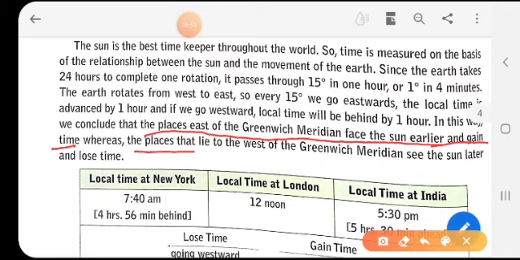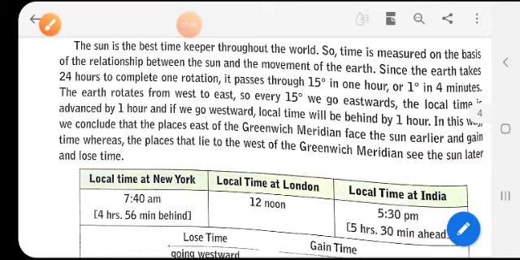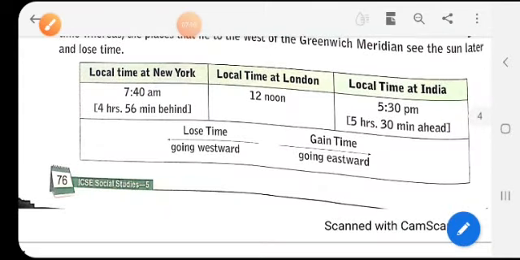Whereas places that lie to the west of the Greenwich meridian see the sun later. So what happens? They will lose time. So in that case, we will minus the time, and in the eastern case, we'll add the time. So look at this small table. Local time at New York.